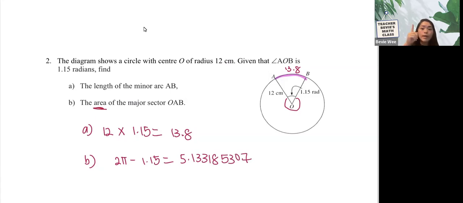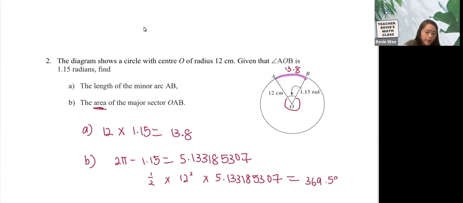Okay, area of major sector. Remember, formula is a different one. It's half r square theta. It's 369.5893421. Round it off to 3SF. 370 cm square. It is still in cm square.